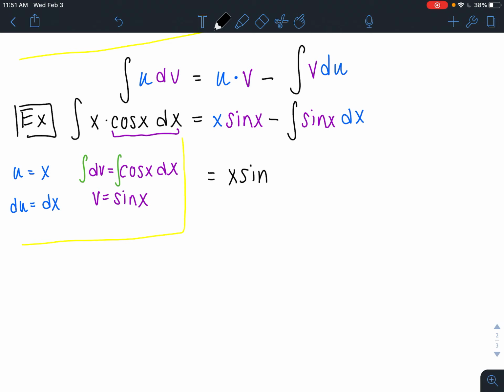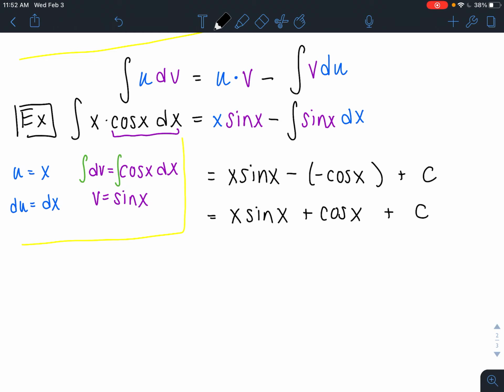Right, so then my next line would be x times sine of x minus the integral of sine of x, which is just negative cosine of x, plus c because it's an indefinite integral, and then I'm going to resolve that double negative to simplify.